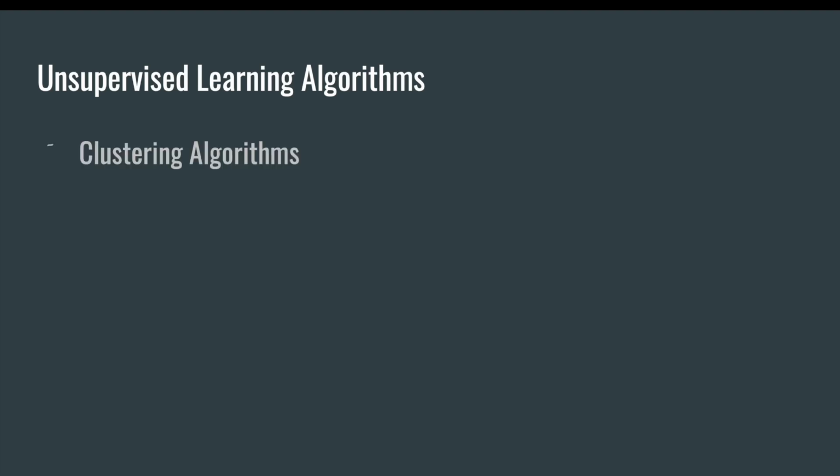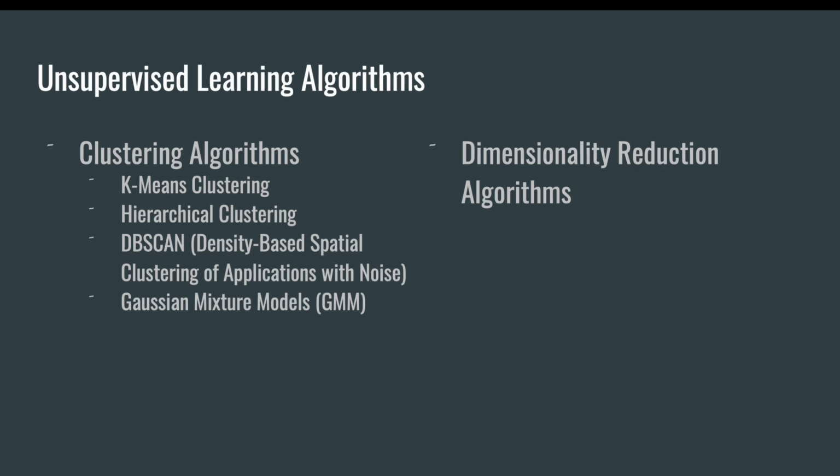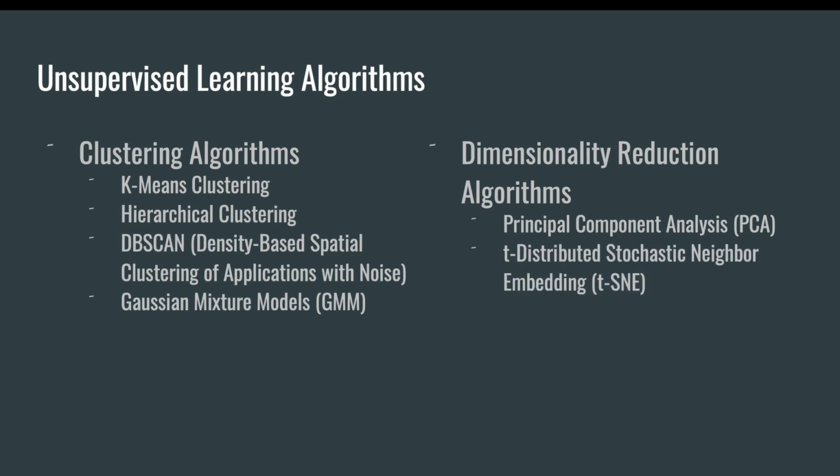One, clustering algorithms. They are k-means clustering, hierarchical clustering, DBSCAN or density-based spatial clustering of applications with noise, Gaussian mixture models or GMM. And we also have dimensionality reduction algorithms. These are principal component analysis or PCA, t-distributed stochastic neighbor embedding or t-SNE, and autoencoders. So these are the unsupervised learning algorithms which we will be learning about implementation.